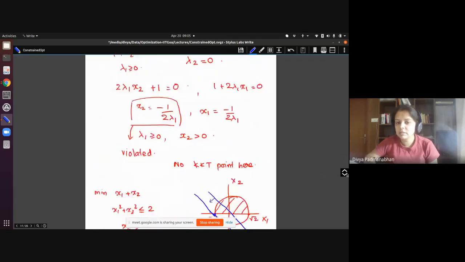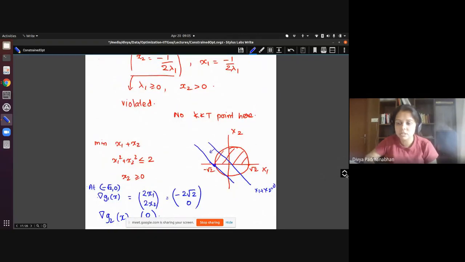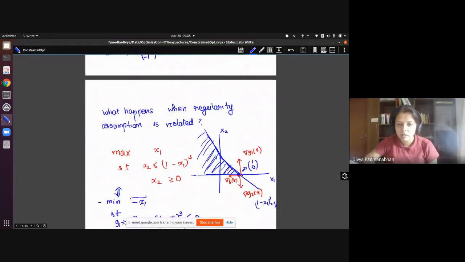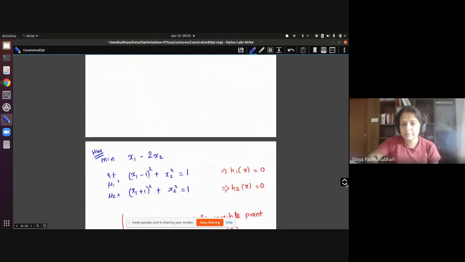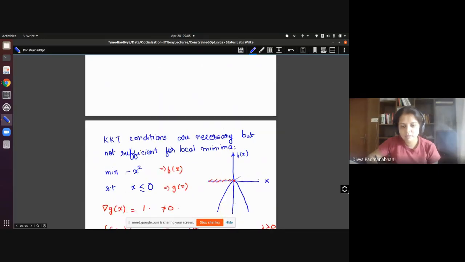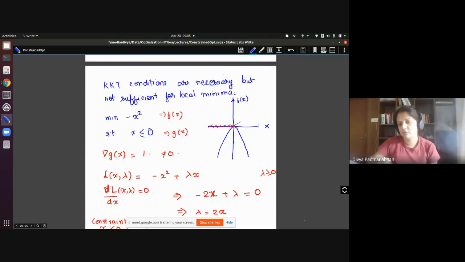We also saw that these conditions are necessary but not sufficient. And we saw what happens when the regularity assumption is violated. The example we had was the case where the gradients were linearly dependent. That's when the regularity assumption gets violated, so you don't get a very rich space, and you're not able to get grad f using the gradients of the active constraints. There were also some examples where we saw that KKT conditions could get satisfied even at the maximum.